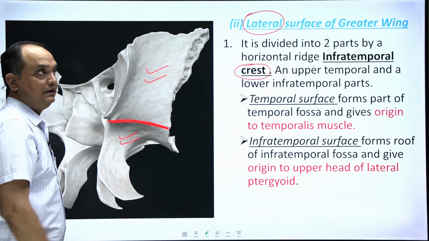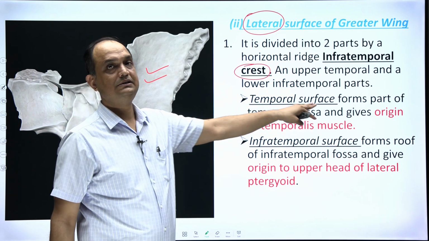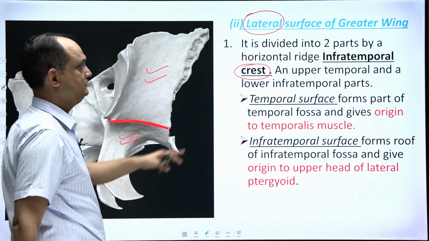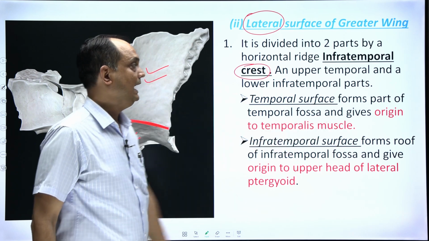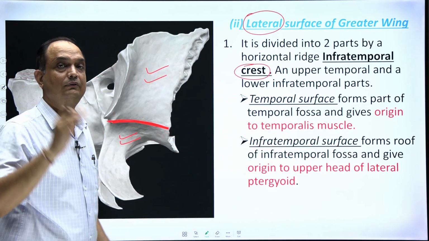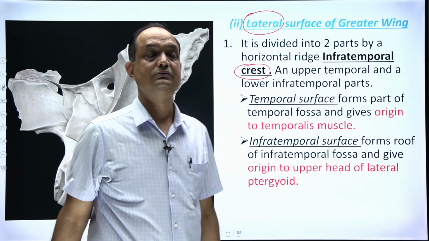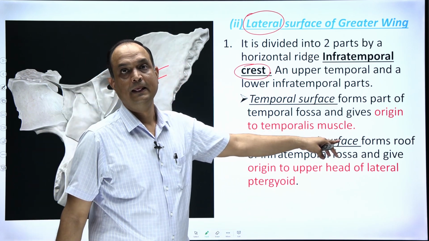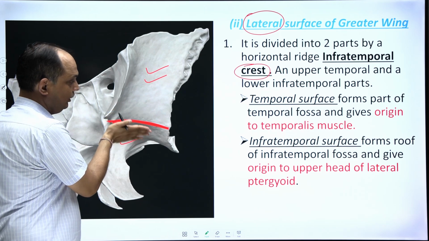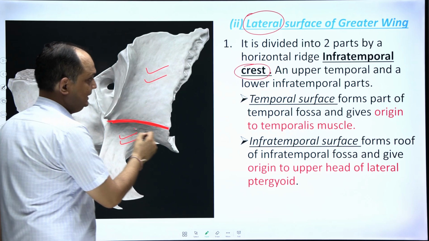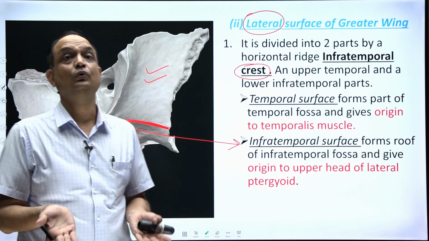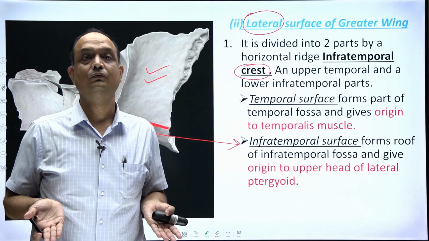one is this. Now this vertical part of the lateral surface is known as temporal surface, and this will become part of the temporal fossa, and here you will have the origin of the muscle known as temporalis. Then you will have the area which is smaller and horizontal, and this area is known as infratemporal surface, and it forms the roof of infratemporal fossa.